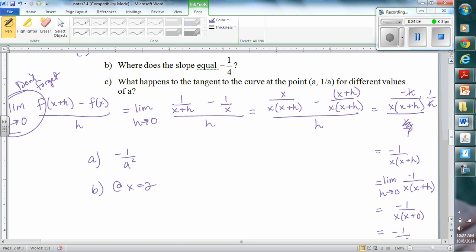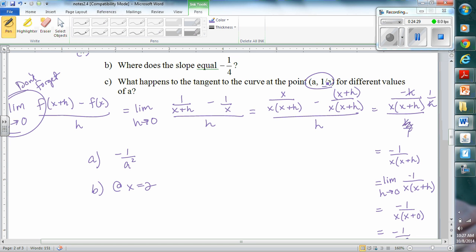Okay, well, it's not that bad. That's what we just looked at. Our function's 1 over x. So they're saying for different values that you plug into x, they're saying a and 1 over a. So for different values, what happens to our tangent?